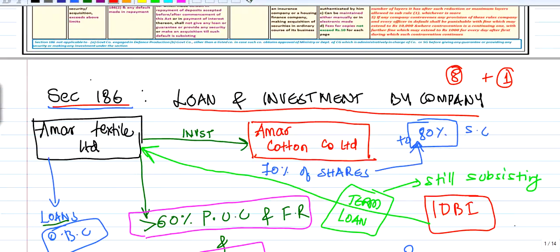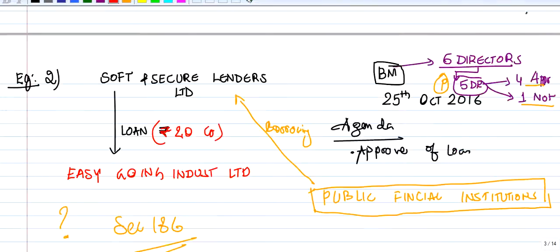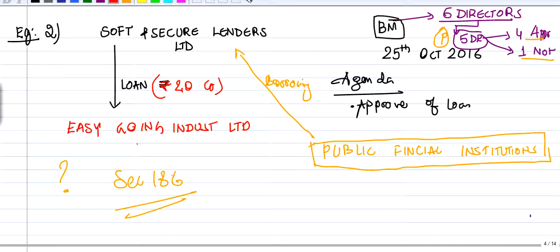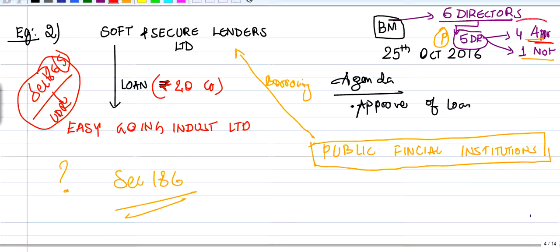So when we go back to our example, what happened? Example number 2, a 20 crore loan is given to Easygoing, which has borrowings from the public financial institution. Here 4 directors approved, so this will be violated. Section 186(5), a unanimous board resolution is required. That is violated here. Only 4 approved, 1 did not approve. This is the crux of the question.